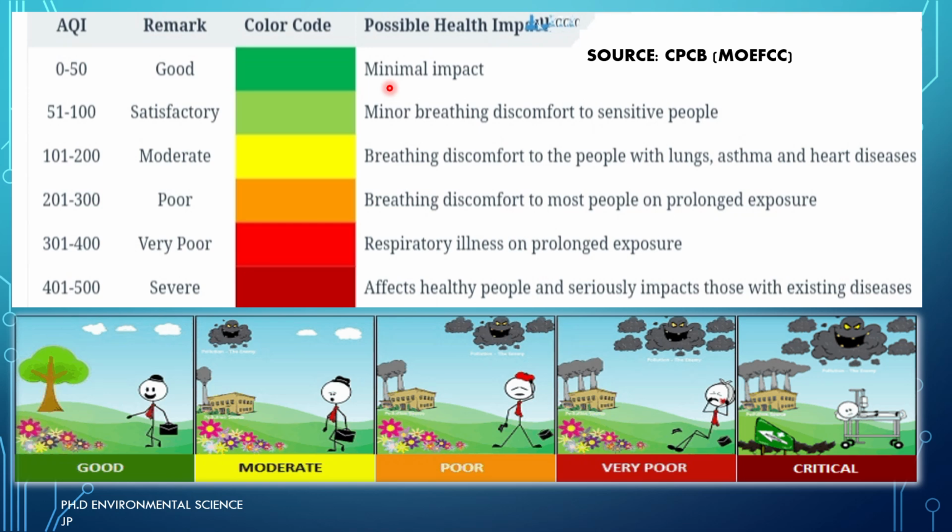Like you can see, if the AQI falls between 0 to 50, the remark is good and the possible health impacts will be minimum. Likewise, if AQI is 51 to 100, the remark is satisfactory and the color code is light green, and the health impacts are minor breathing discomfort to sensitive people. So likewise, there are different categories of AQI.